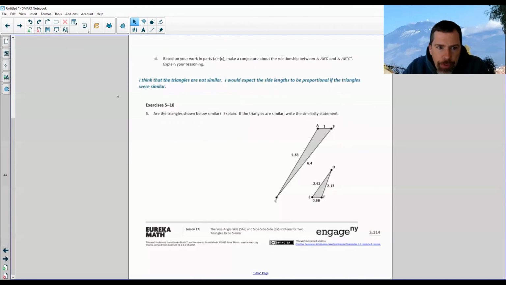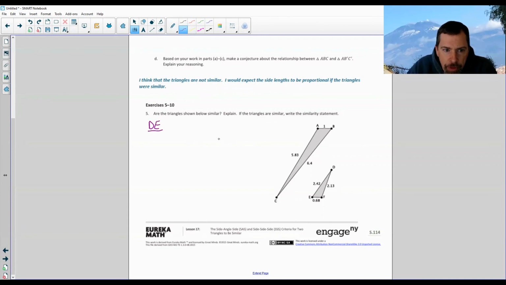All right, exercise 5 through 10 says, are the triangles shown below similar? Explain. If the triangles are similar, write the similarity statement. Okay, so again, we're going to set up a proportion. And when they don't use the A, B, C, and the primes over here, we assume that the A, B, C, starting in alphabetical order, would be our pre-image, and the D, E, F would be our image. So the D, E, F goes on the numerator. So if I'm comparing, then I'd say DE is 2, and DE is this side. So it's obviously not AB.